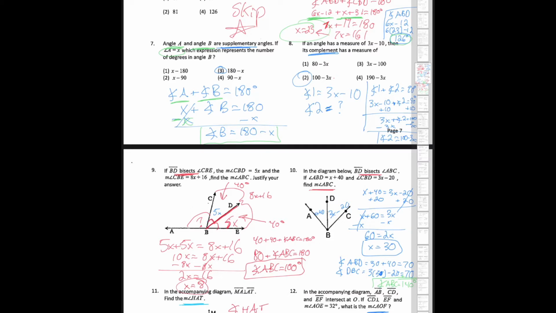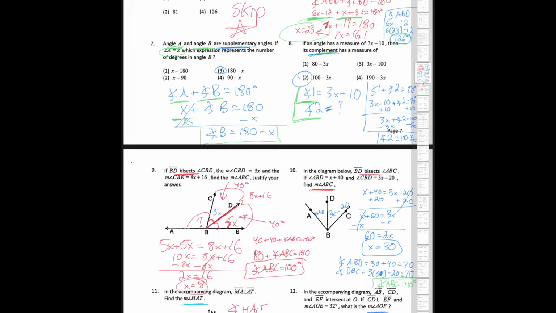For number 8, same kind of thing here. We're not given an actual measurement as an answer. We have to model it. So if an angle has a measure of 3x minus 10, then its complement has a measure of one of these expressions. So 3x minus 10 is a measure, let's say, of angle 1. So we're talking about two angles here. So angle 1 is equal to 3x minus 10, angle 2 is what we're trying to solve for.